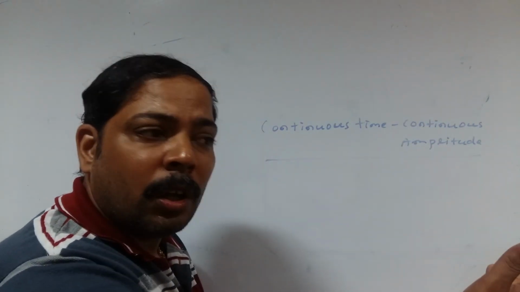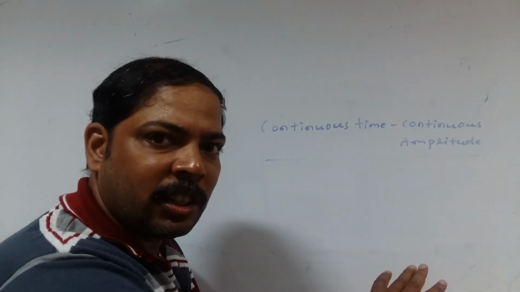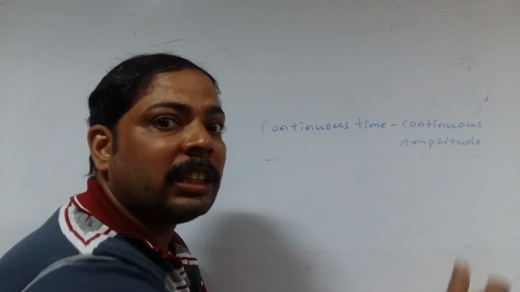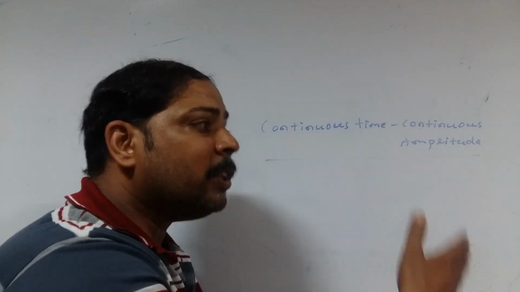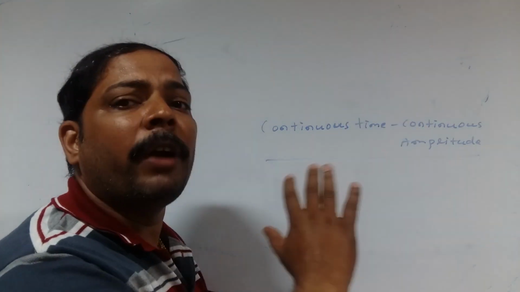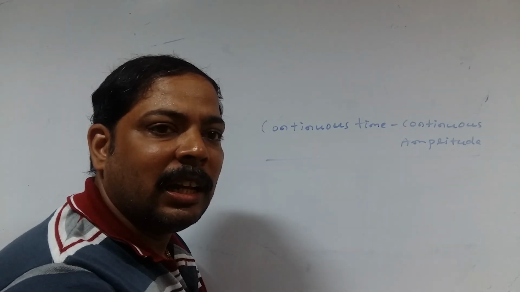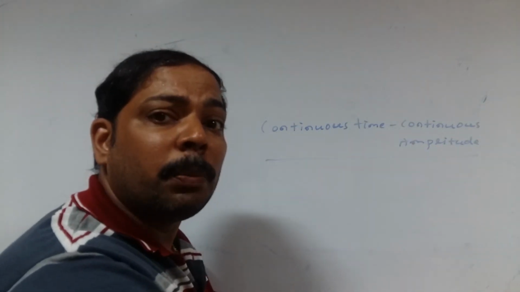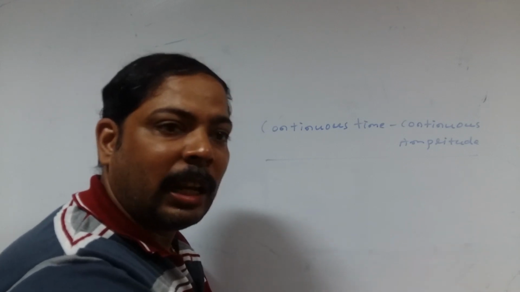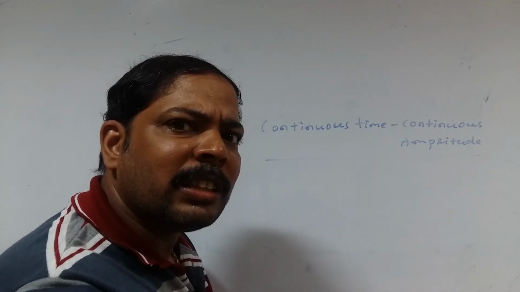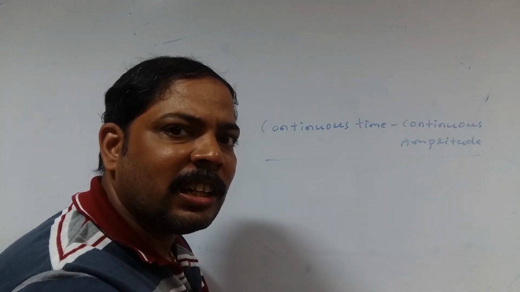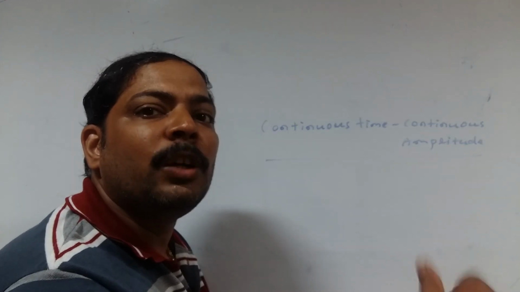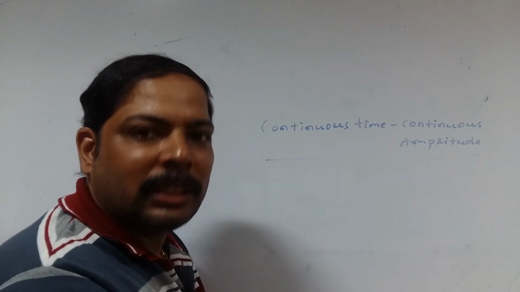Similarly, continuous amplitude. Previously you took a shape, and on the basis of that shape you define whether the signal is continuous in time or not. If the set consists of all the amplitude points over the amplitude axis, and within the signal all the amplitude points are present, that means for all amplitude points, time points exist. Then that signal is basically known as a continuous amplitude signal.